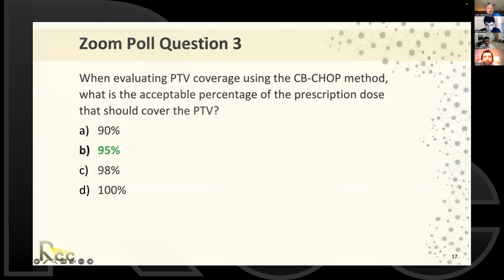standard everywhere. You might find little variation between centers, because some institutions might have their own acceptable coverage percentage for whatever reason, but actually 95% is what has been widely used, especially for head and neck cancer.